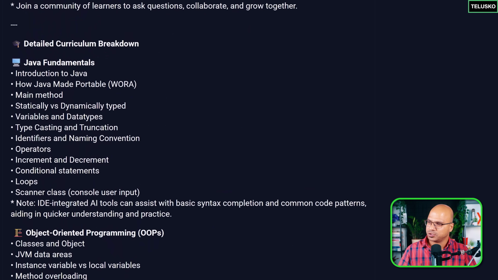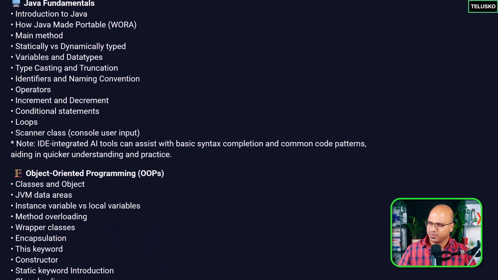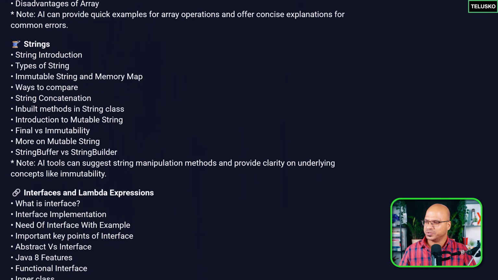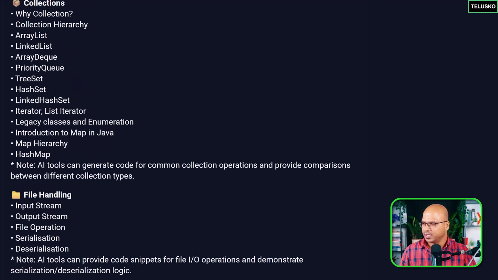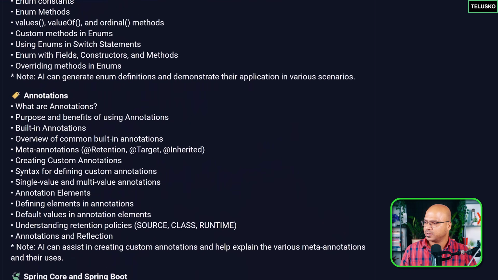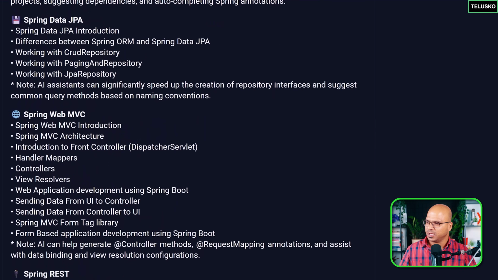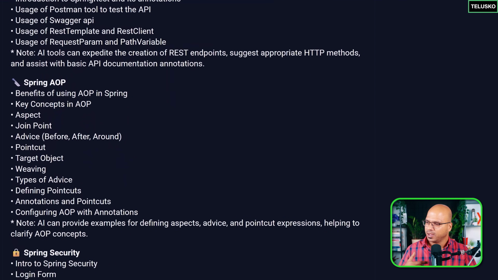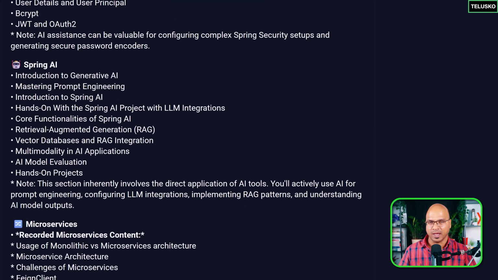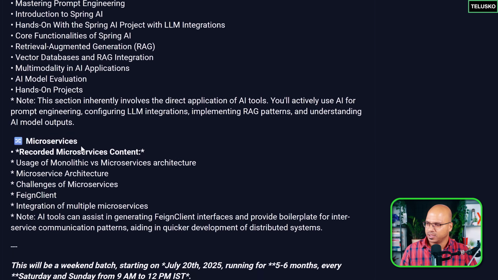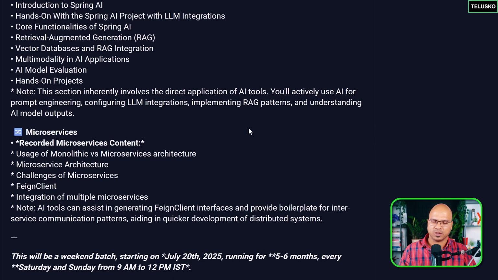You will find the link in the description, and we're going to start from Java. Everything is mentioned there. We'll focus on OOPS, array, string, exception handling, threads, collection, file handling. Then we'll start with Spring Core, where we also have Spring Boot, Data JPA, Web, as I mentioned before. Then AOP, security, Spring AI. All these are live, and then microservices will be recorded with the other recorded courses.